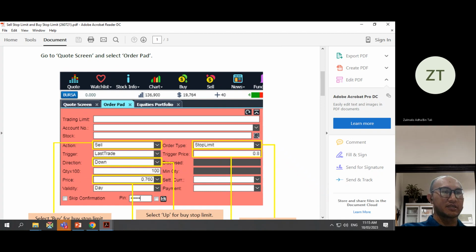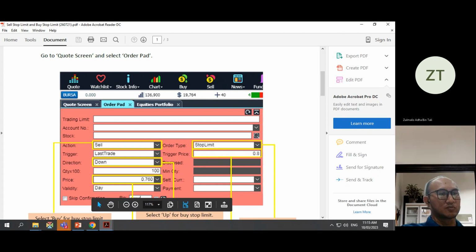You just choose here, yeah. Default will be limit order, but the stop limit is an option which you actually can choose from one of the menus here. There are three options here: stop limit, stop, and limit order. Default will be limit order.